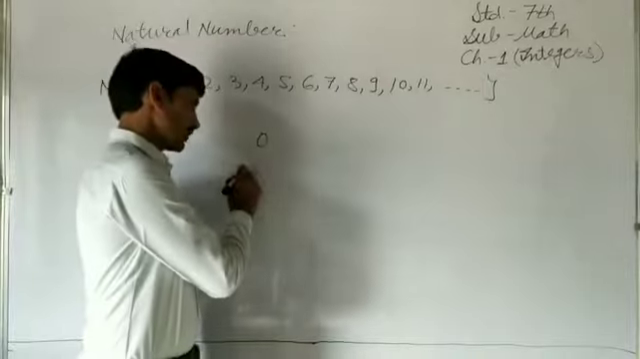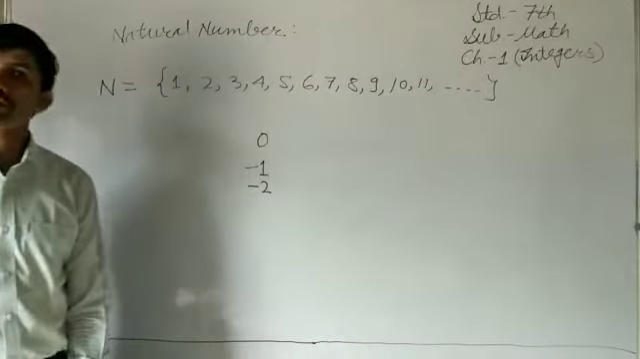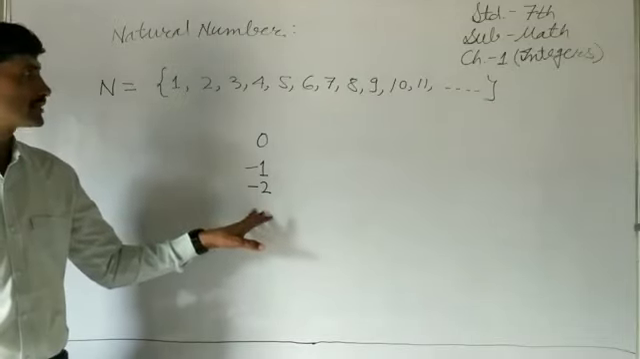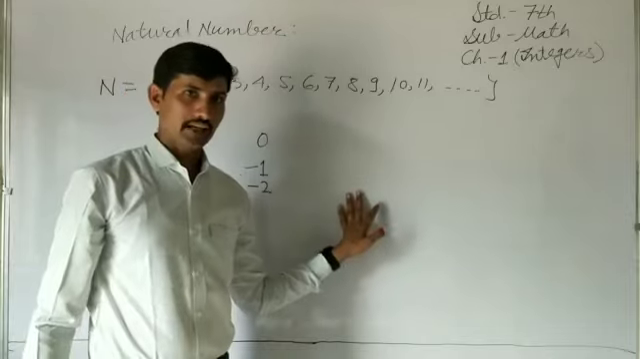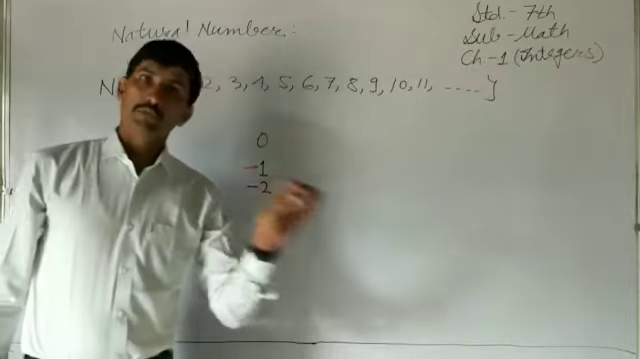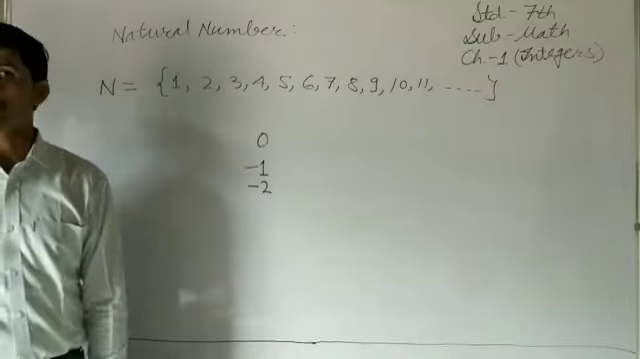Similarly, -1, -2, are these natural numbers? No, they are not natural numbers. They also do not come in this collection. So that's why they are not. So looking at a number, we can easily identify whether the number is natural or not.